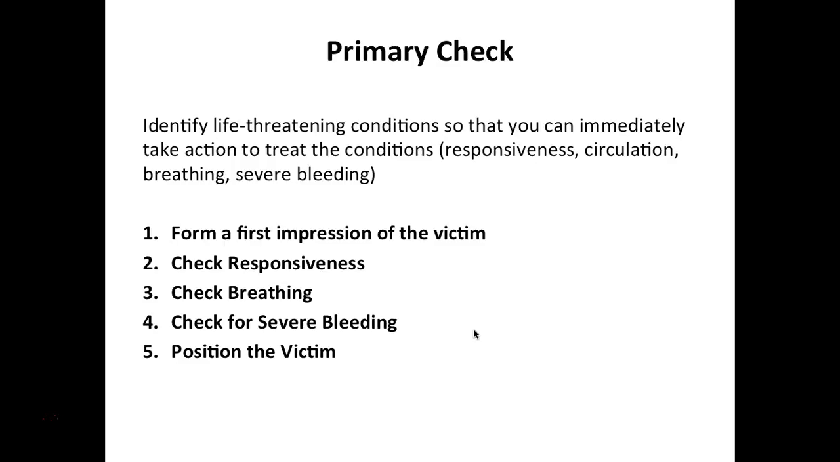Okay. So for a primary check, these are going to be your steps. You're going to form a first impression of the victim. Check for responsiveness. Check for breathing. Check for bleeding, and position the victim. Positioning the victim might mean that if you need to perform CPR, you're going to have them on a firm, flat surface. If they are having a heart attack, maybe you're going to sit them in a chair. If they're having difficulty breathing, maybe you're going to put them in what we call a tripod position. We're going to talk about that a little bit more in this chapter.